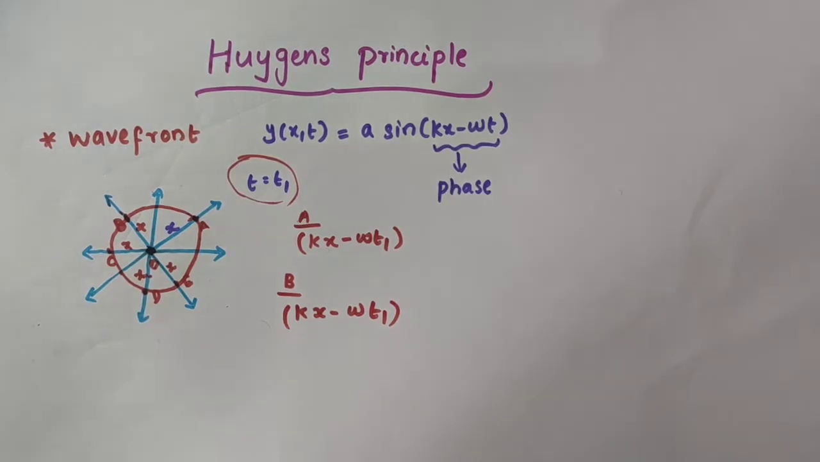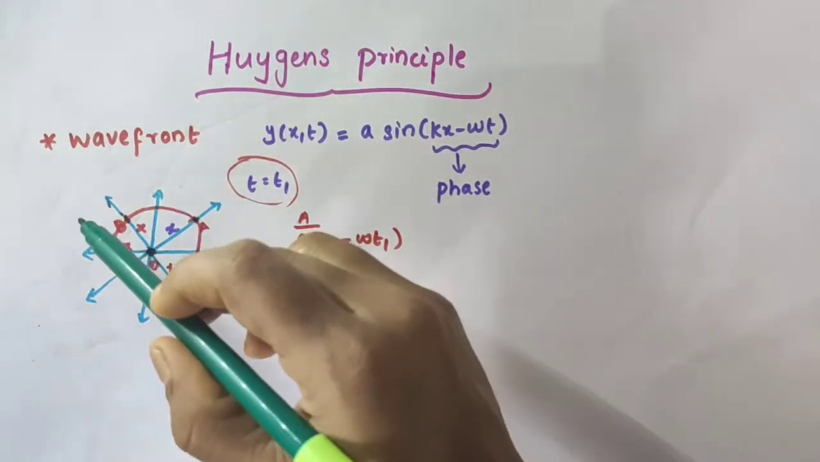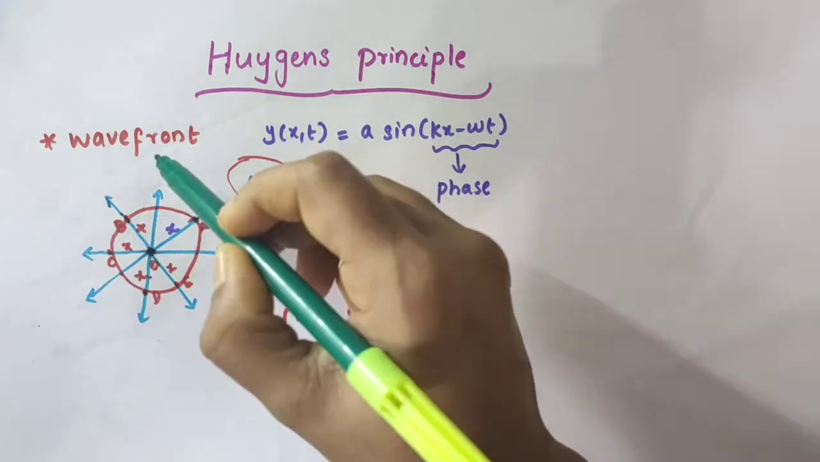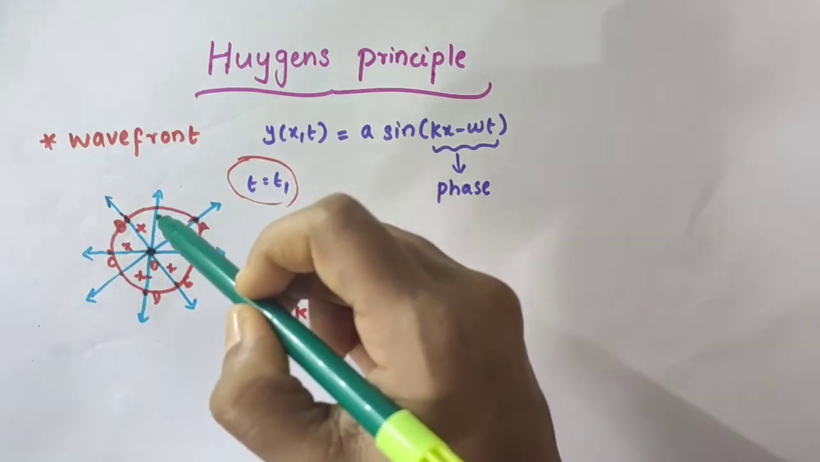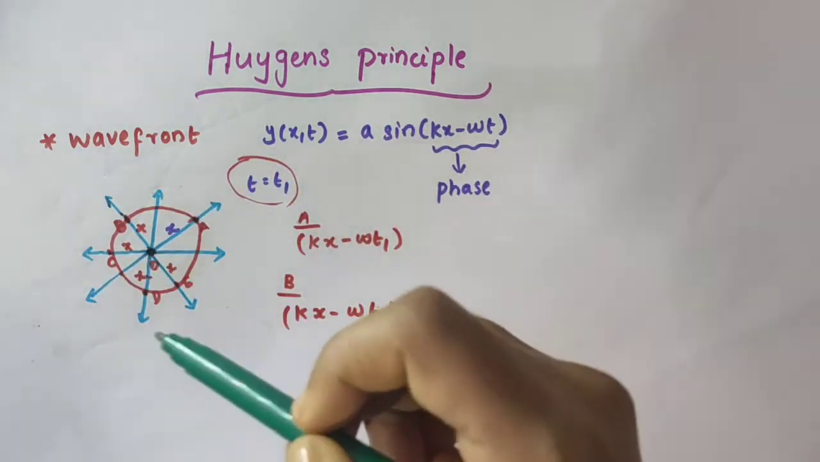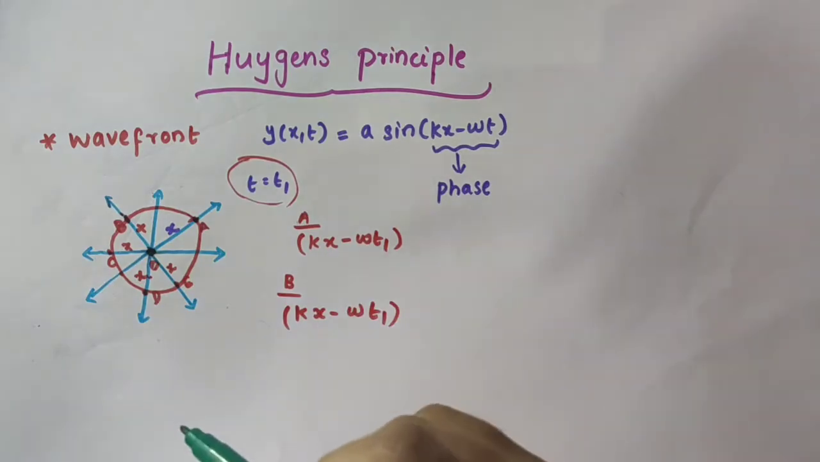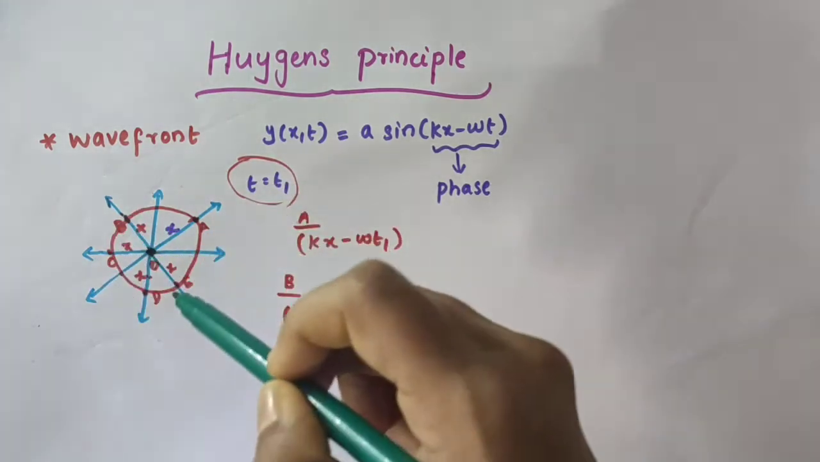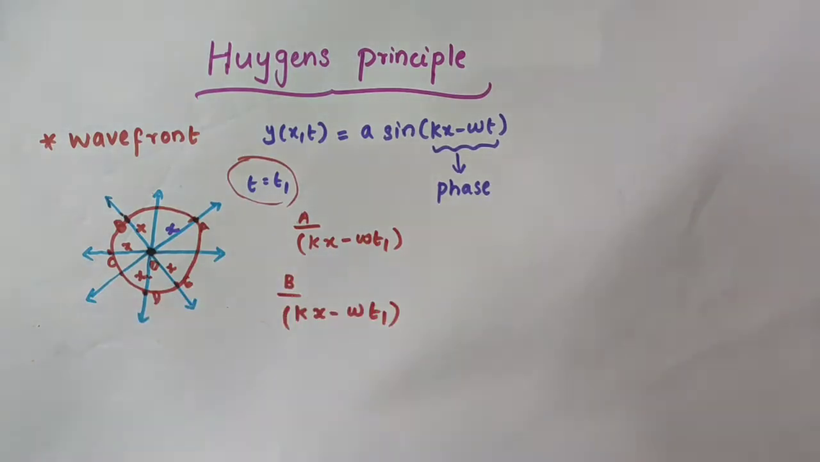Now, the speed with which the wavefront moves outwards, this red one, this is actually the wavefront. The speed with which this wavefront moves outwards from the source is called the speed of the wave. Here we got the locus of points on a circle. This is actually a two-dimensional case.